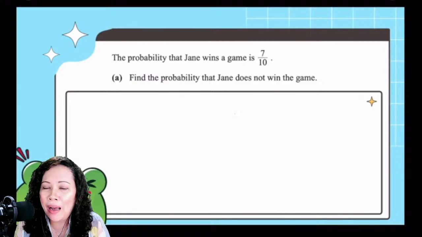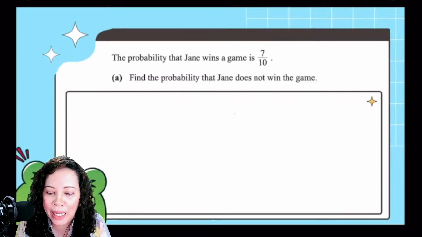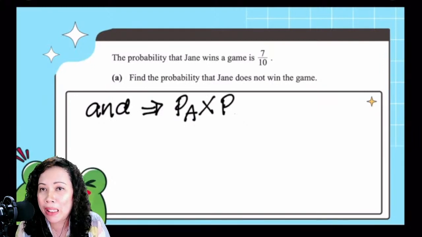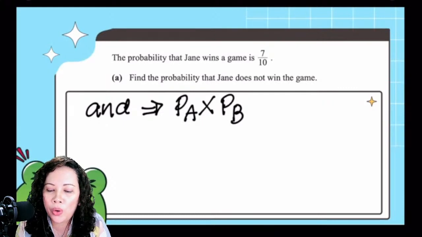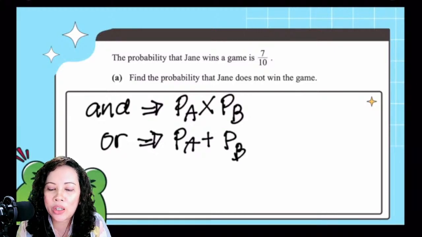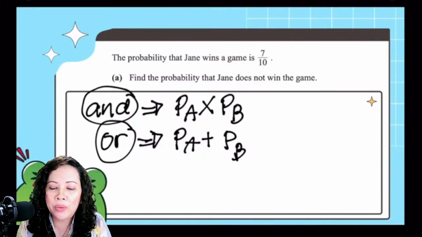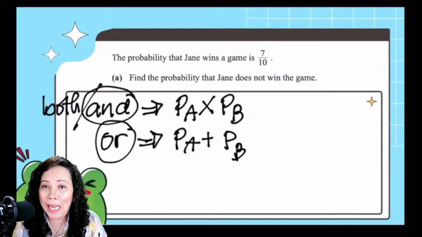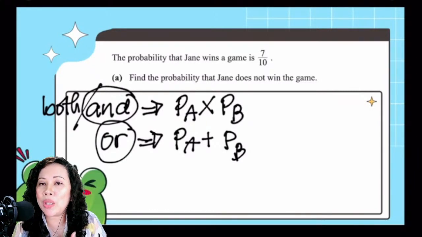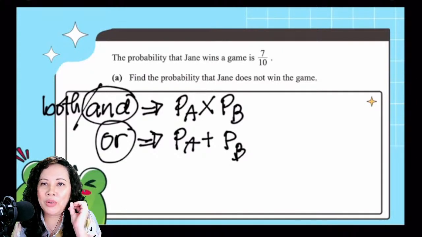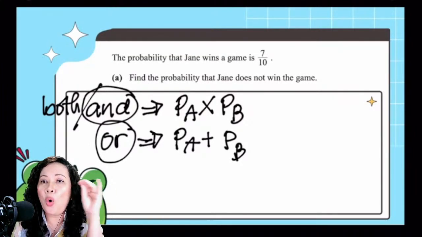So if you have the word and, that means that you have to multiply probability A with the other probability. If it's an and. If it is an or, that means that you have to add. Okay? So this is your cue. The other word for and will be both. So if it says, what is the probability of event A and B to happen? That means that you have to multiply the chances of A to happen times the chances of B to happen. But if you are given a question such as, what is the probability of event A or B to happen?